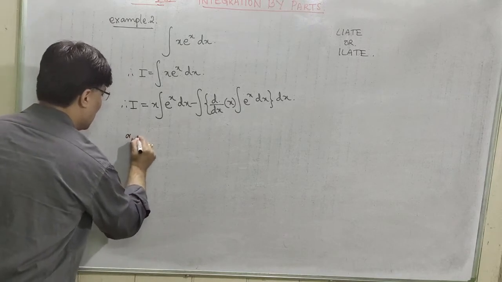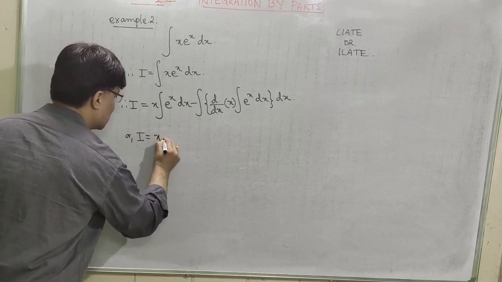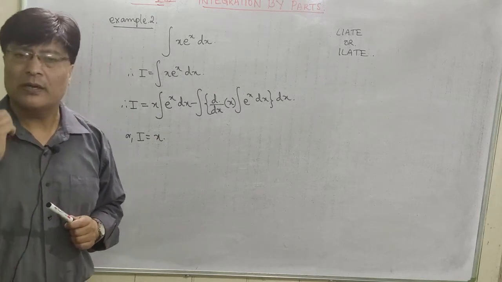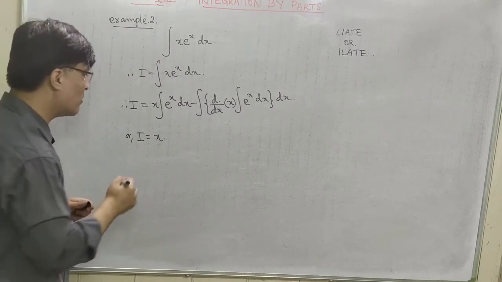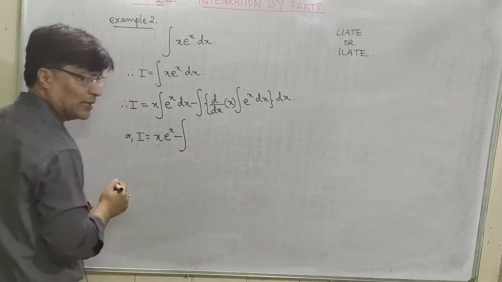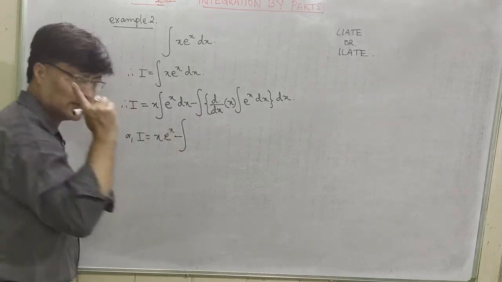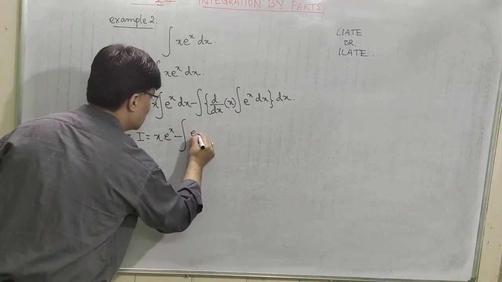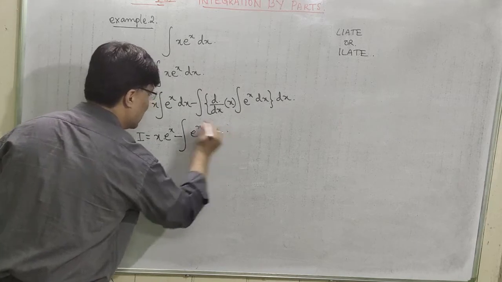Okay, so I is equal to x into, what is integration of e to the power x dx? You know the formula. Differentiation of which function is e to the power x? This is your e to the power x, minus integral. What is d by dx of x? That is 1. You don't have to write it. What is integral e to the power x dx? That is your e to the power x dx.